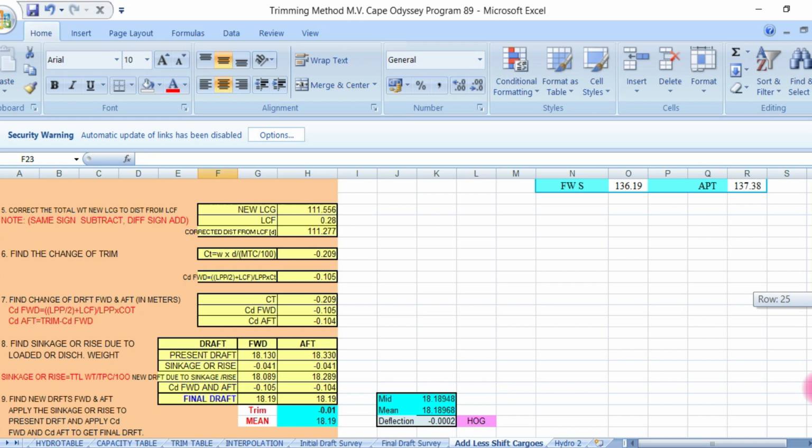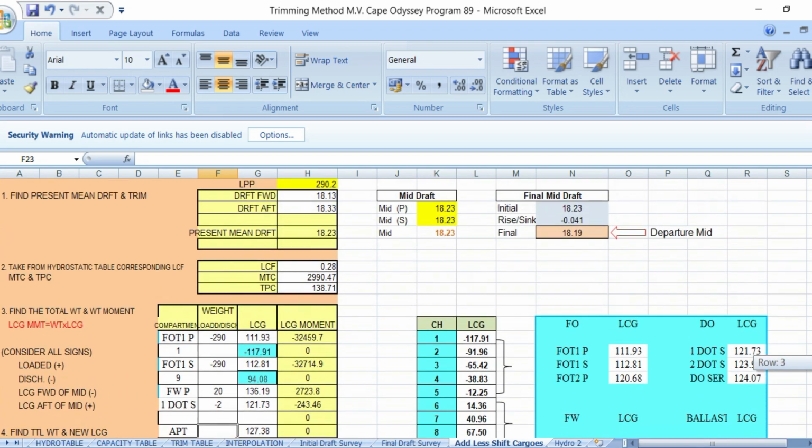And your arrival draft at Gwangyang will be 18.19 forward, 18.19 up, and your mid will be 18.19, and your deflection will be zero. So this will be your arrival at Gwangyang, 18.19.